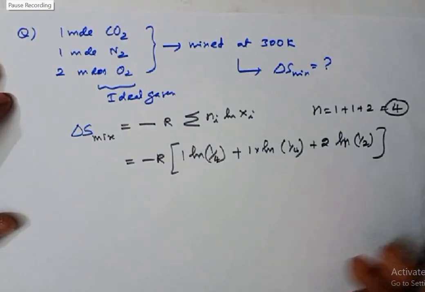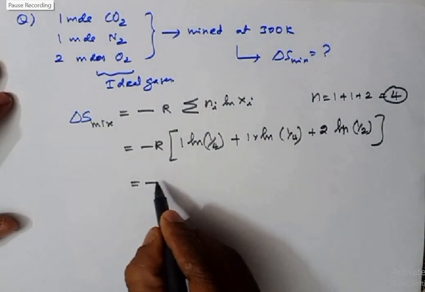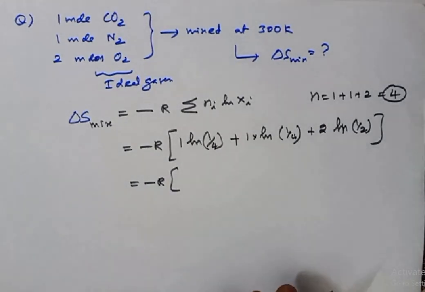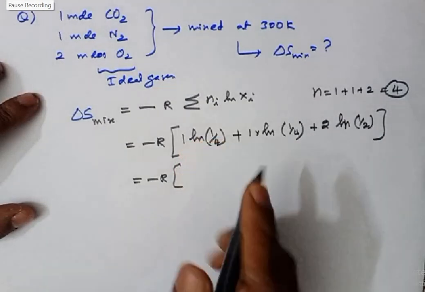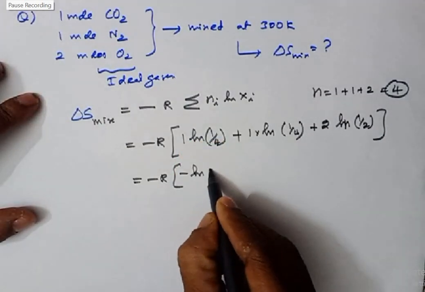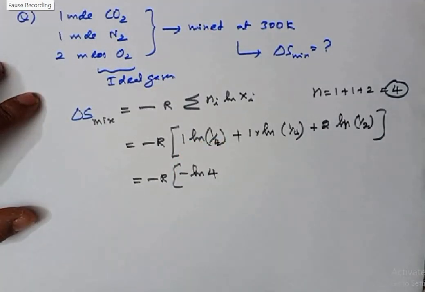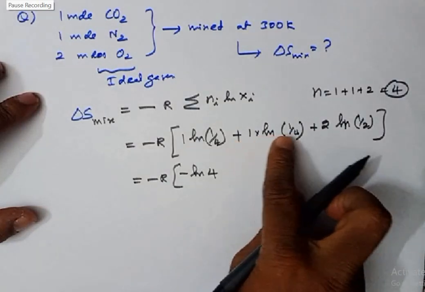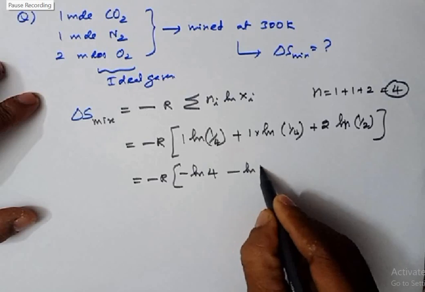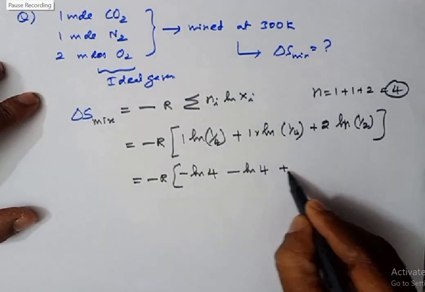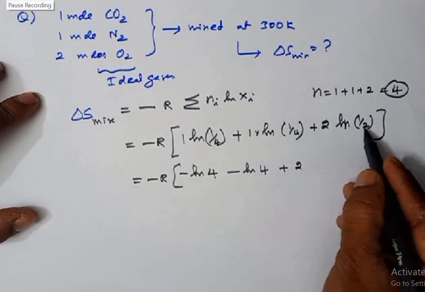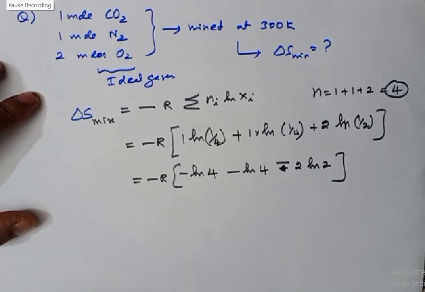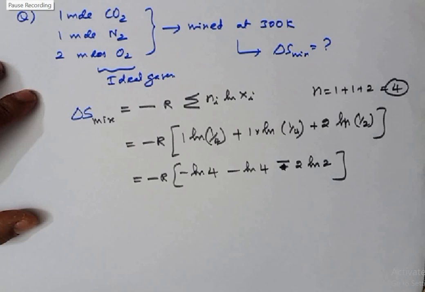So what we get is minus R into the summation. Ln 1 by 4 is nothing but minus ln 4. Here I have plus 1 into ln 1 by 4, which is minus ln 4, and here plus 2 into ln 1 by 2 is minus 2 ln 2.